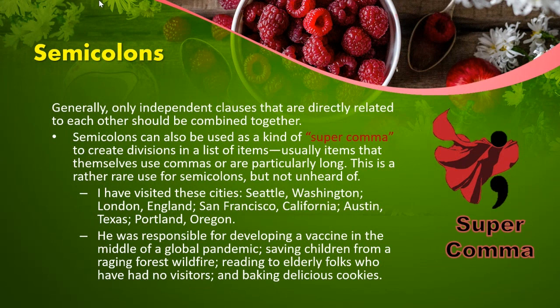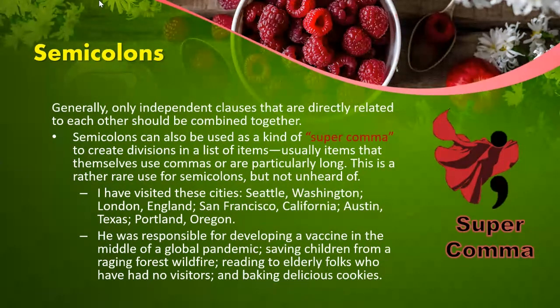This is because semicolons can be used to create divisions in a list of items, like commas. However, semicolons are only used when the items themselves use commas or are particularly long. Semicolons are rarely used this way, but this is still an acceptable way of using them. Here are two examples. I have visited these cities: Seattle, Washington; London, England; San Francisco, California; Austin, Texas; Portland, Oregon. Notice how the semicolons are used between every city and state to help the reader differentiate between them.